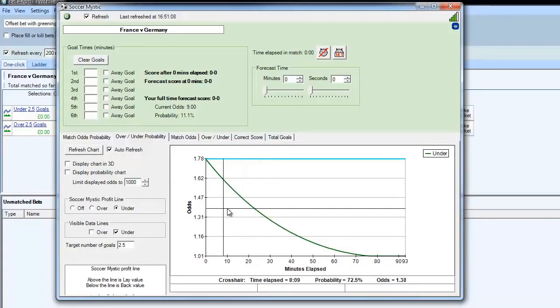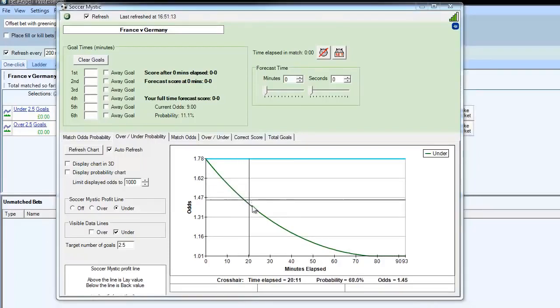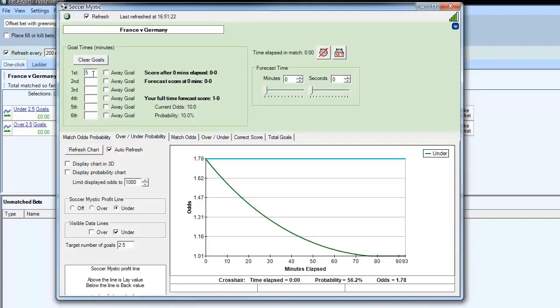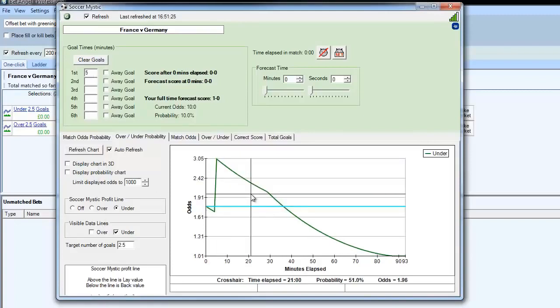Now, the risk that you're taking here is, will there be a goal? What you're saying with this trade is, will there be a goal in 10 minutes? Will there be a goal in 20, in 30, in 40, or 50 minutes? And if there's a goal before then, so say we're going to pitch this at the 10-minute interval, say there's a goal within the first 5 minutes. The handy thing about Soccer Mystic is it will actually tell you what you need to do to become profitable again. You can see the odds go rocketing out on under 2.5 goals, and then they start to come back in again. If we look at where the blue line crosses, you're going to have to hold your position until about 36 minutes or thereabouts.